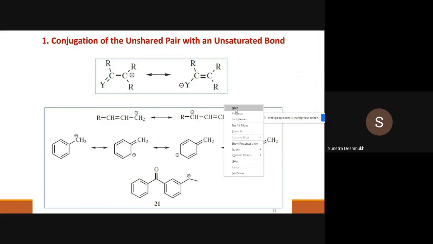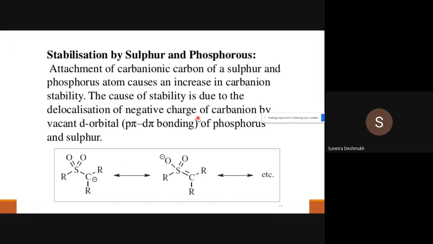Okay, so the next factor is stabilization of carbanion by sulfur.